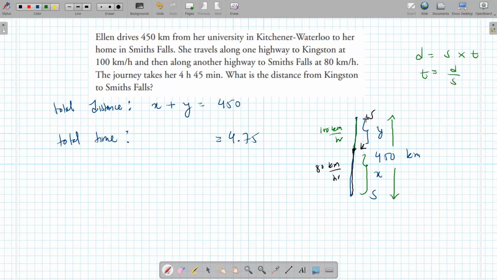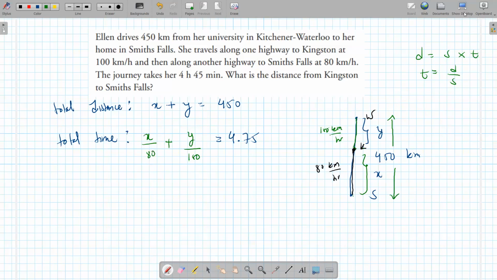What's the time from W to K? Well, we know the distance is y from W to K. We're using this formula here. And the speed is 100, right? Like that. Make sense? What about the other time from K to S? What's the time from here to here? It's x over 80. Yeah, that's x over 80, like that.